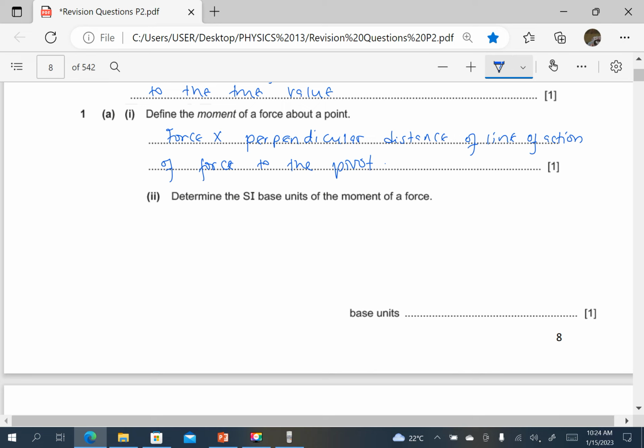Determine the SI base units of moment. So since moment is force times perpendicular distance, the unit for force is kilogram meters per second squared. And the unit for distance is meters. So the units for moment will therefore be kilogram meters per second squared times meters, which gives us kilogram meters squared per second squared.